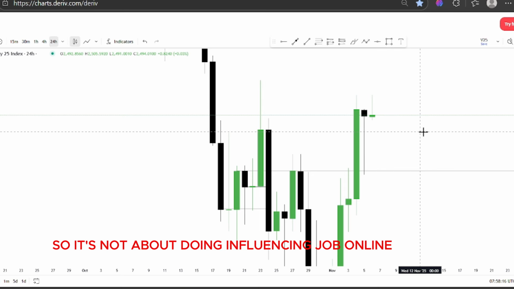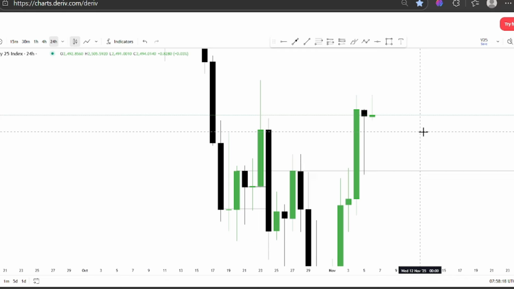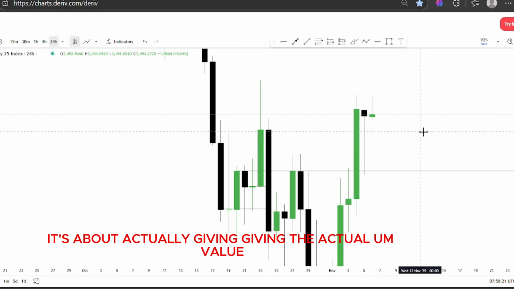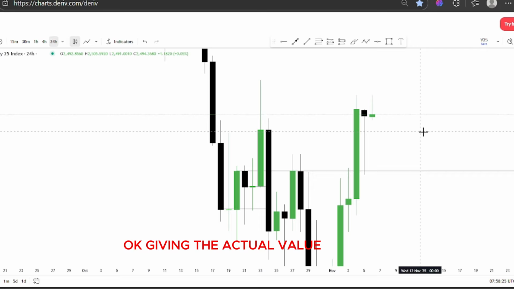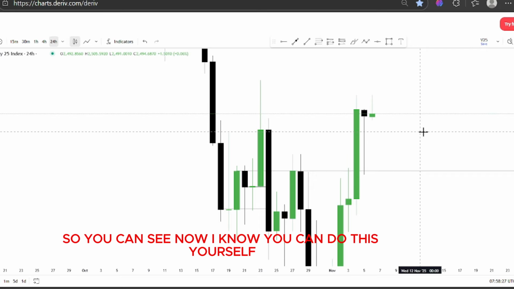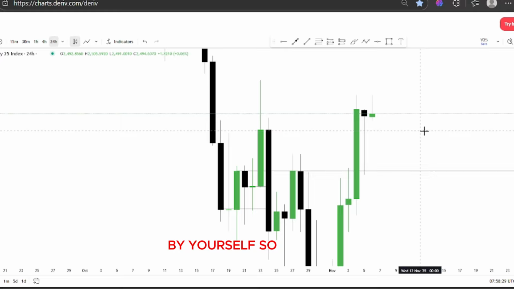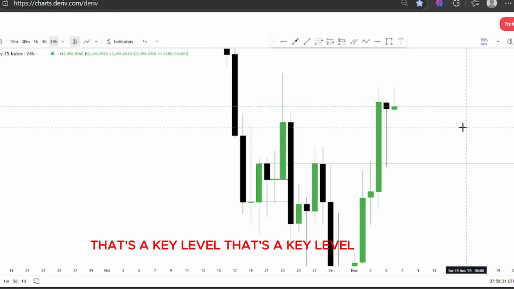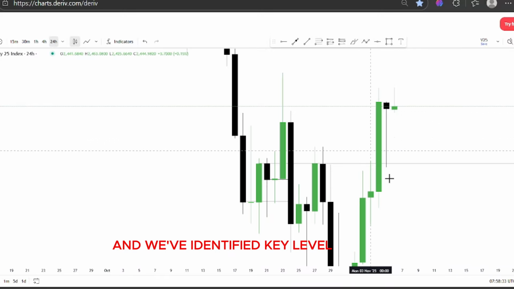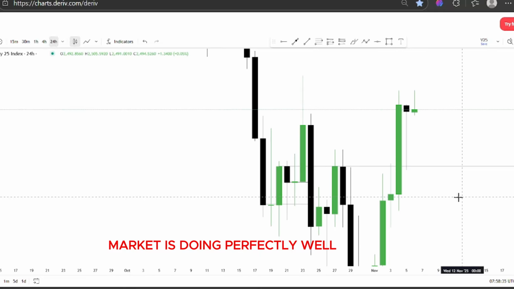All right. So it's not about doing influencing job online, showing cars and stuff. It's about actually giving the actual value. So you can see now, I know you can do this yourself. So that's the key level, and we've identified the key level. Market is doing perfectly well.